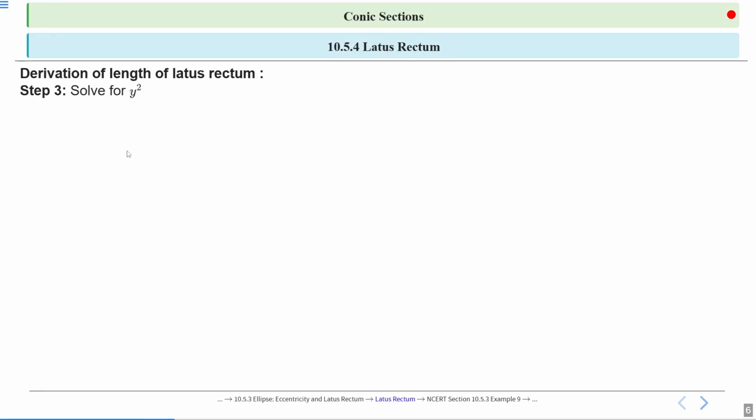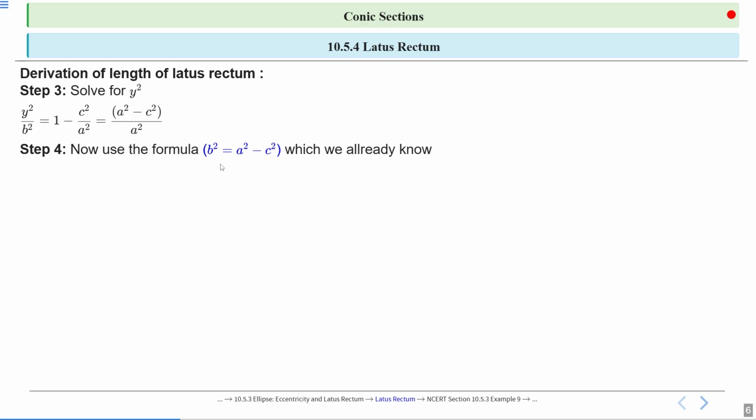In step 3, now solve for y square. If we solve for y square, then we obtain y square upon b square equal to 1 minus c square upon a square. If we simplify this, we get a square minus c square upon a square. So y square upon b square is equal to a square minus c square upon a square.